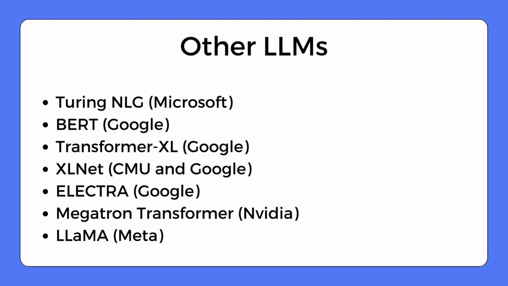Electra is a highly efficient pre-training approach developed by Google Research that uses less compute power for similar or even better performance than models like BERT. We have Megatron Transformer, a transformer-based model developed by NVIDIA designed to train very large language models with billions of parameters. It leverages parallel processing capabilities of modern GPUs.